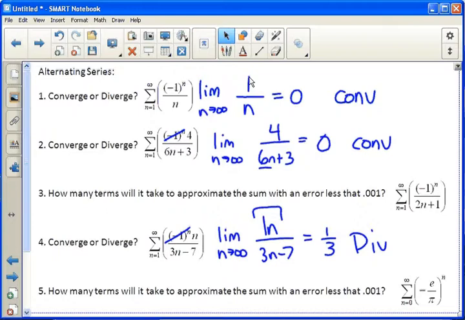And number 3 deals with the alternating series remainder theorem. It says, how many terms will it take to approximate the sum with an error less than 0.001? Okay, the key is that we want to look for the first term that goes below 0.001. And then we use every term before that one.